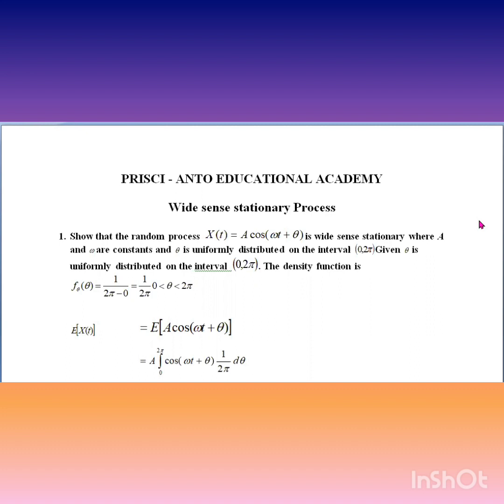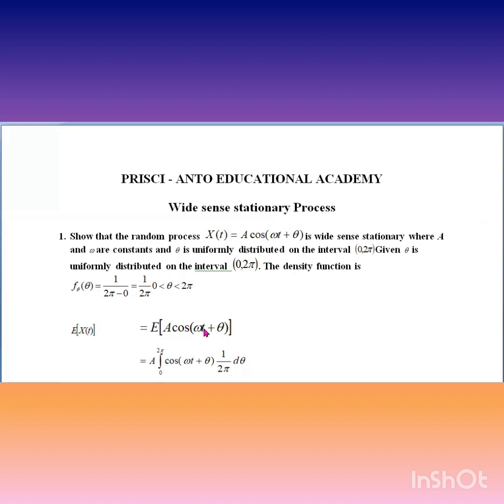Today I am going to explain wide sense stationary process. To prove a wide sense stationary process, there are two conditions to be satisfied. Condition number one is expectation of x of t is equal to constant. Condition number two is autocorrelation function Rxx of t1 comma t2, which is equal to expectation of x of t1 x of t2, is a function of time difference.